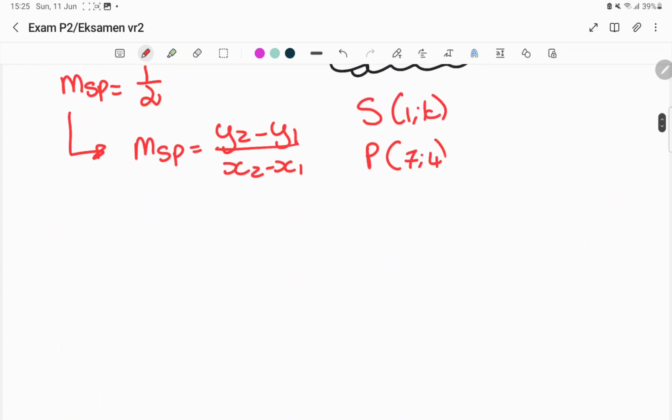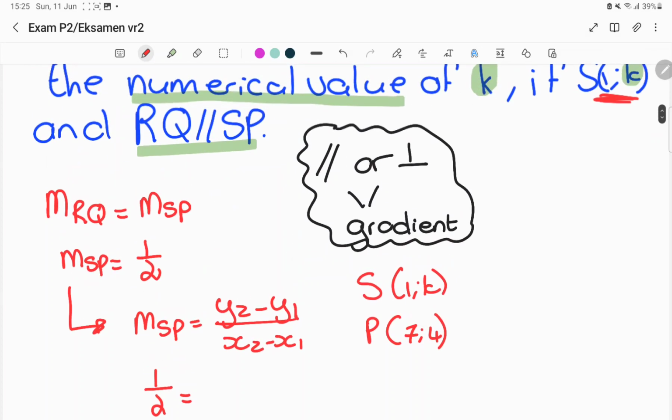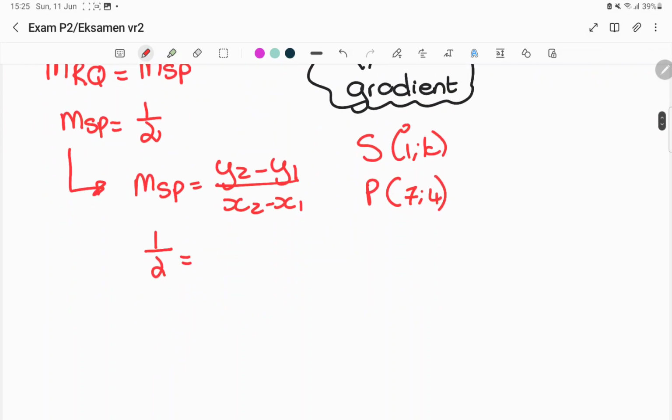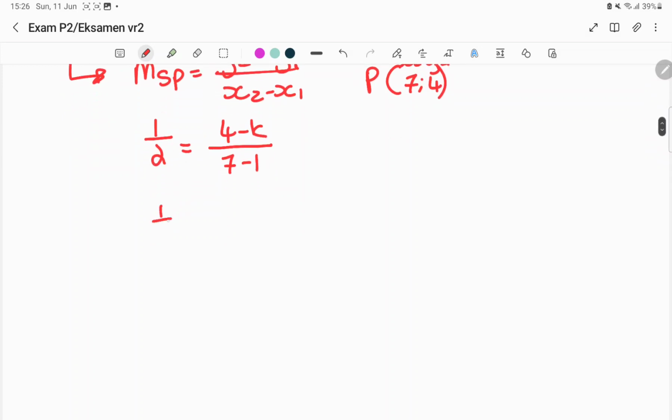Alright, now we already know that my gradient value is a half, so we can put that in, and now we can substitute in our y and x values. So let's make this my x1, y1, x2, y2. So I will have 4 minus k at the top, and at the bottom I will have 7 minus 1. Alright, so this will give me a half equals 4 minus k over 6.